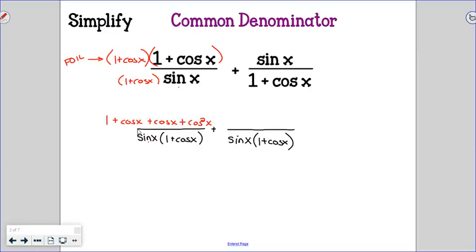Repeat the process over here. I have the 1 plus cosine x. I'm missing the sine of x. So this one would have had to have been multiplied top and bottom by sine of x. And in that one, it's just a sine of x times sine of x, so we get sine squared x.